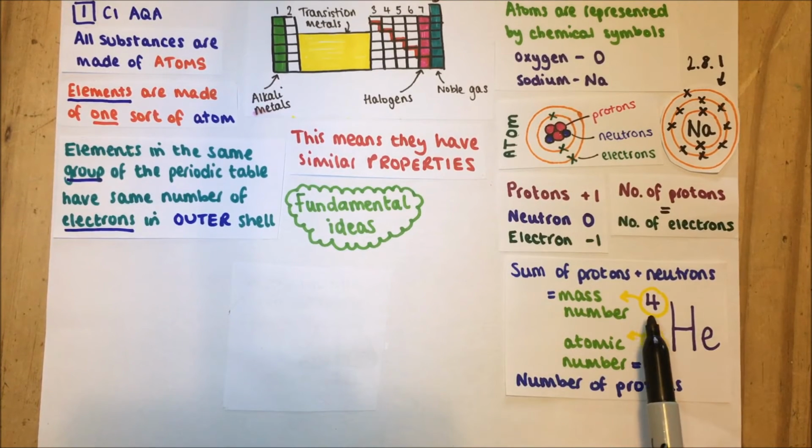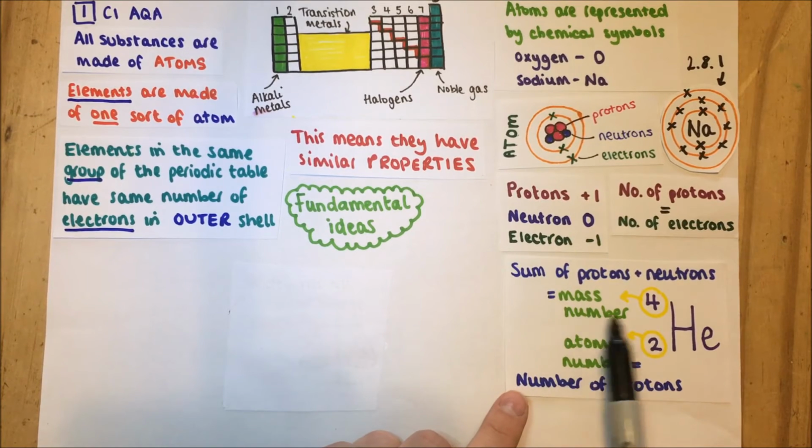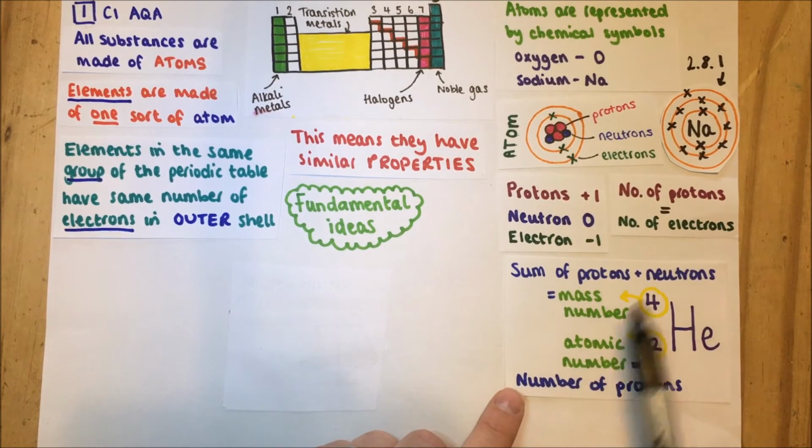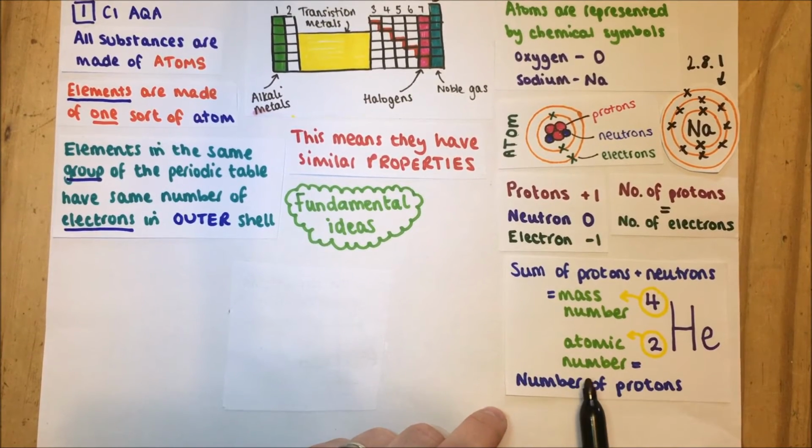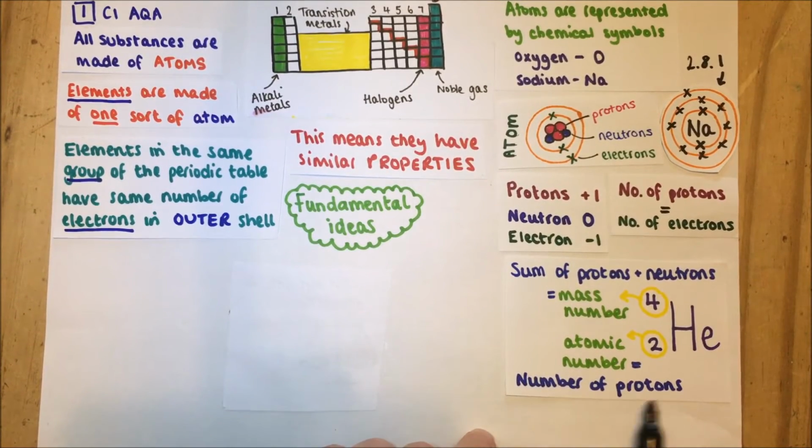Here's your symbol, here are two numbers, top and bottom. The top number is the mass number, the sum of the protons and neutrons, and the bottom number is the atomic number, the number of protons. So this is helium, He is helium, it has a 4 at the top and a 2 at the bottom.